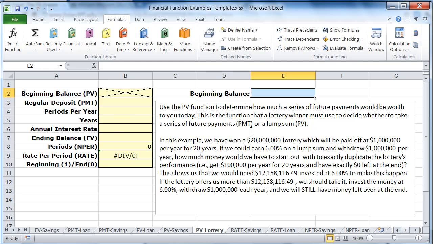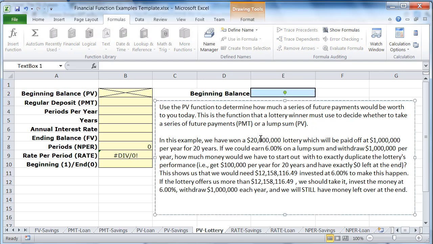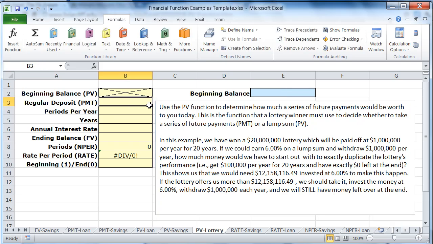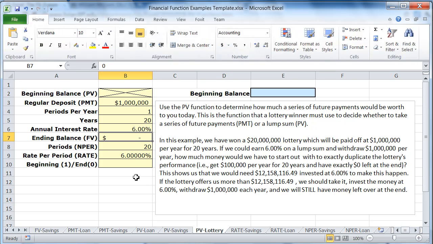And so if you win a $20 million lottery, what we're trying to find out here is, if we have withdrawals of $1 million once a year for 20 years and an annual interest rate of 6% and an ending balance of 0, and we do this, it's formatted wrong, let's fix that, the ending balance should be like that, and we're going to do our withdrawals at the beginning of each period.